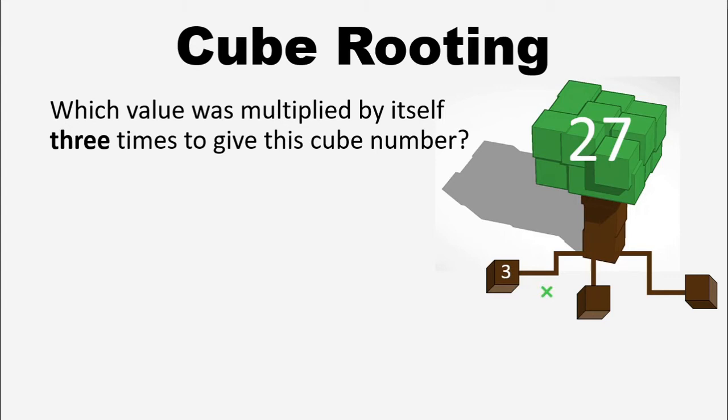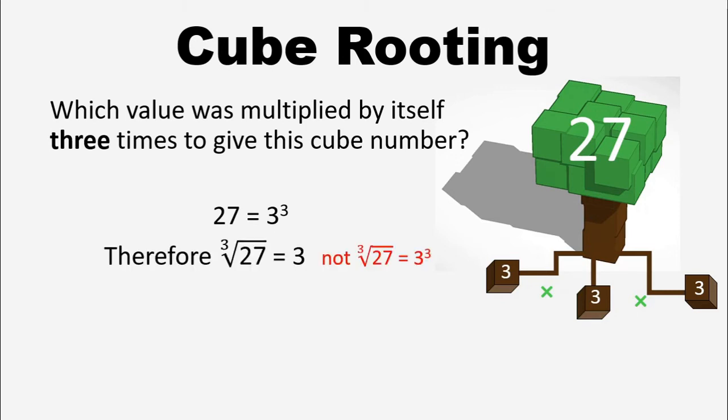3 times 3 times 3 makes 27. So if 27 is the same thing as 3 cubed, that must mean that the cube root of 27 is 3.